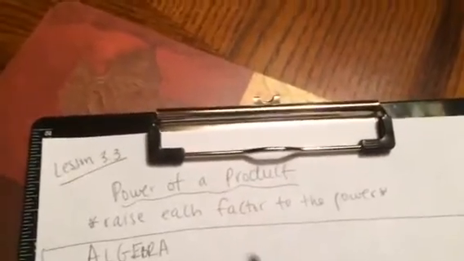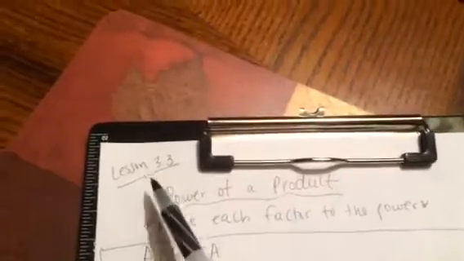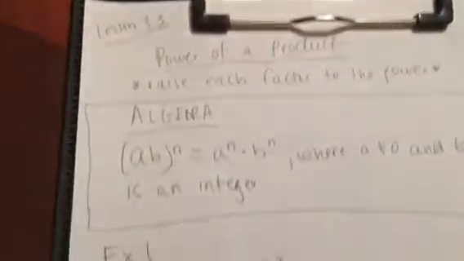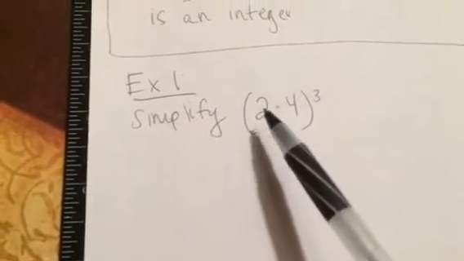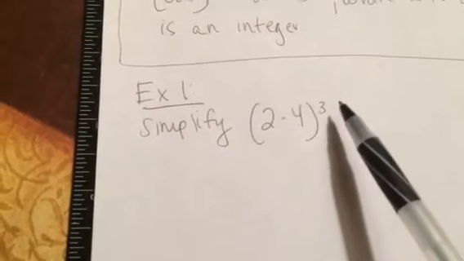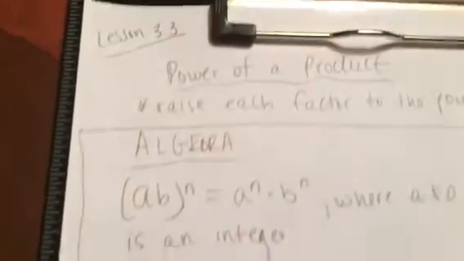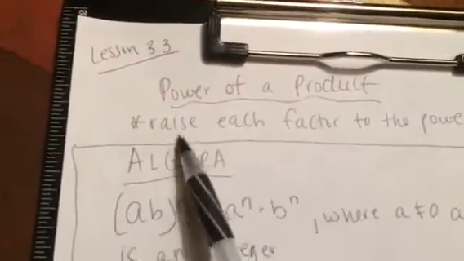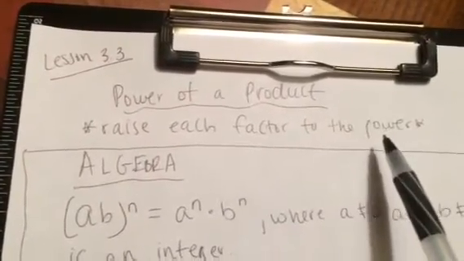In this clip, we're going to be looking at finding the power of a product, and this is lesson 3.3. Okay, let's look at an example that we're going to find. Simplify 2 times 4 and that whole quantity raised to the third power. Okay, well, let's look at the rule. To find the power of a product, you want to raise each factor to the power.